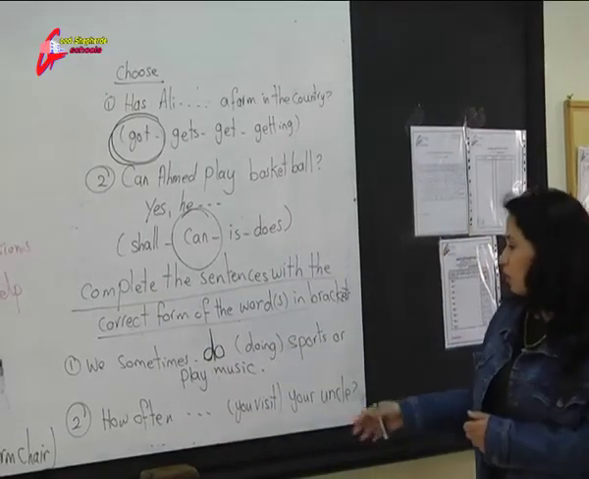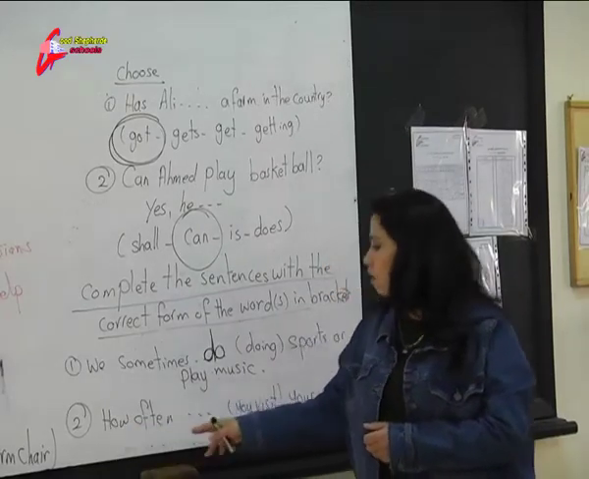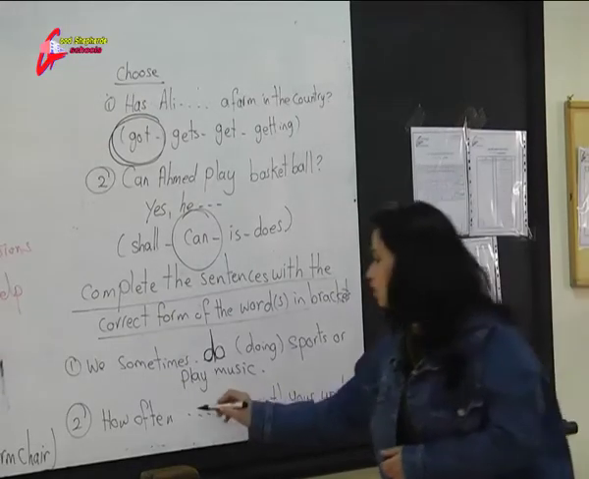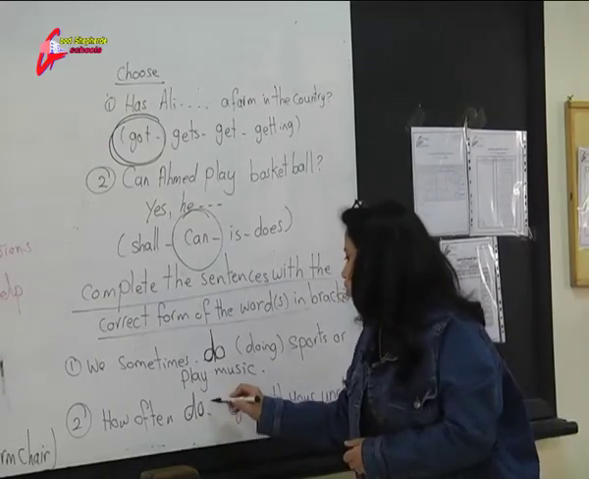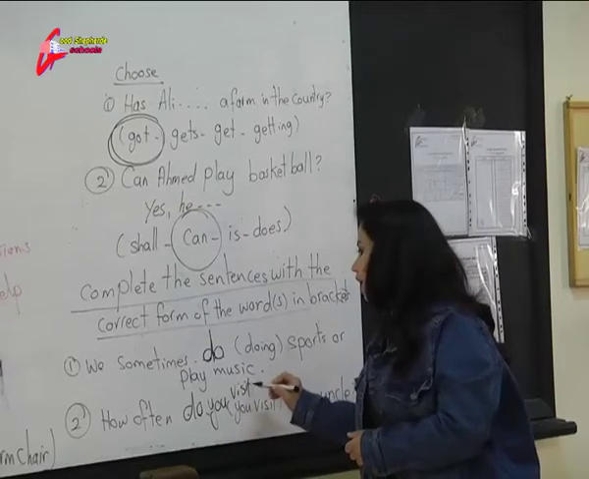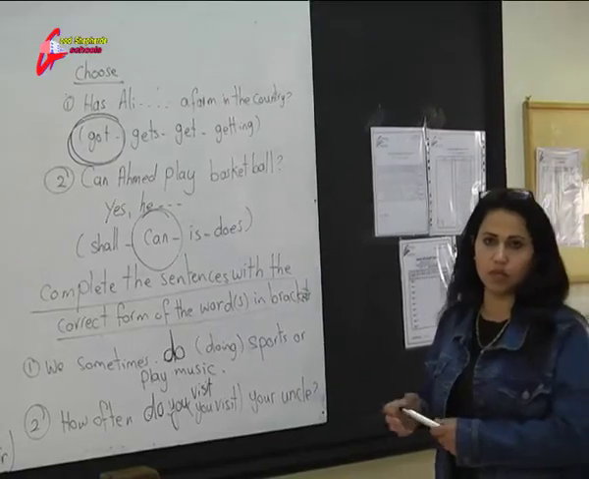And how often, here is a question. The question started with question word, followed by auxiliary, subject, and the verb. So the answer will be do you visit. So it will be how often do you visit your uncle? This is the correct answer.